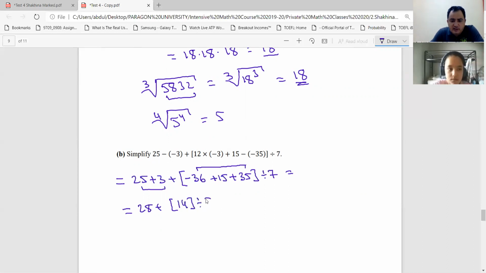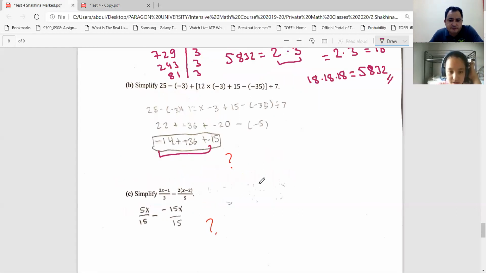And divided by 7. First, we should do division. 28 plus 14 is divided by 7. That's 2. And what is 28 plus 2? 30. That's it. Oh, wait, that was really easy. Very easy, but I don't know why you stopped here. I don't know why I did that either.